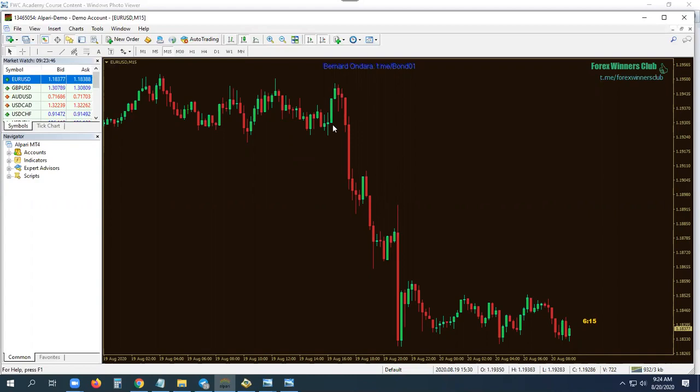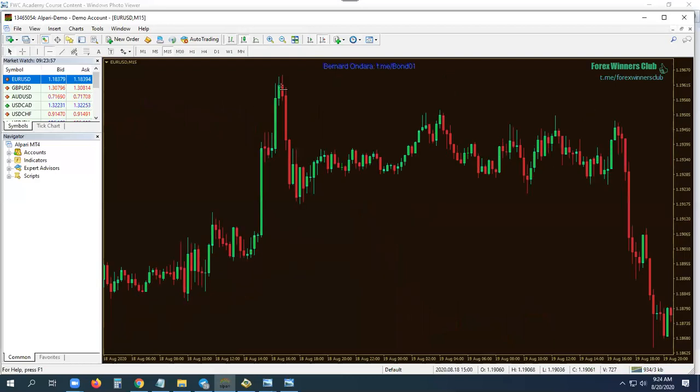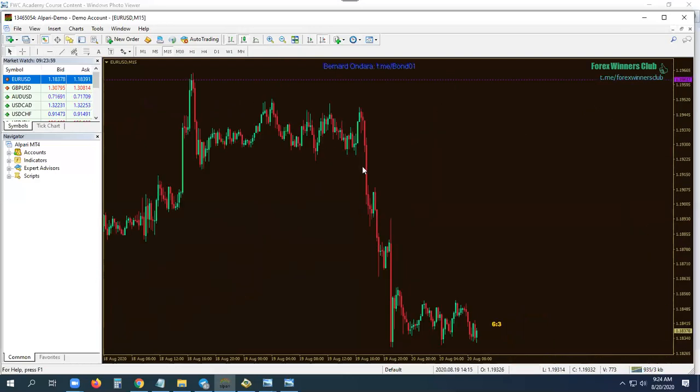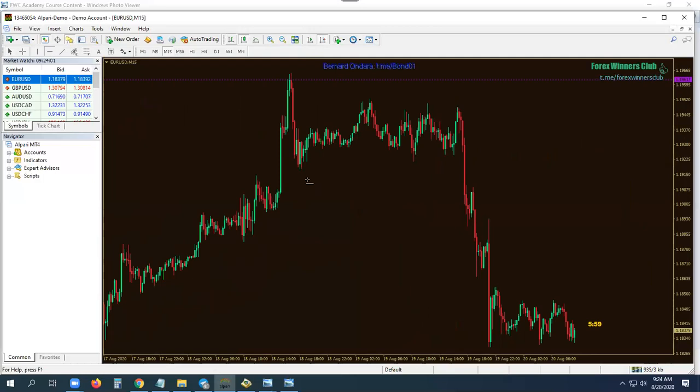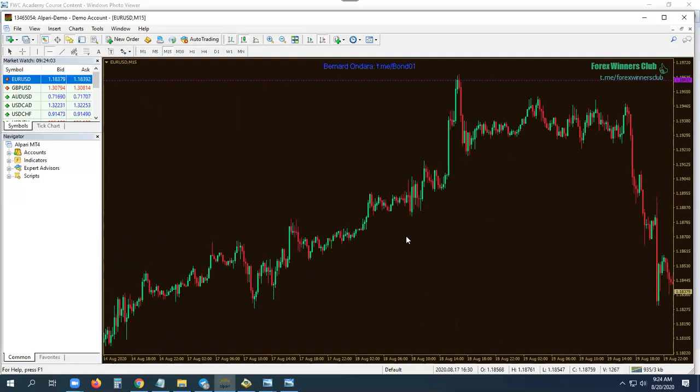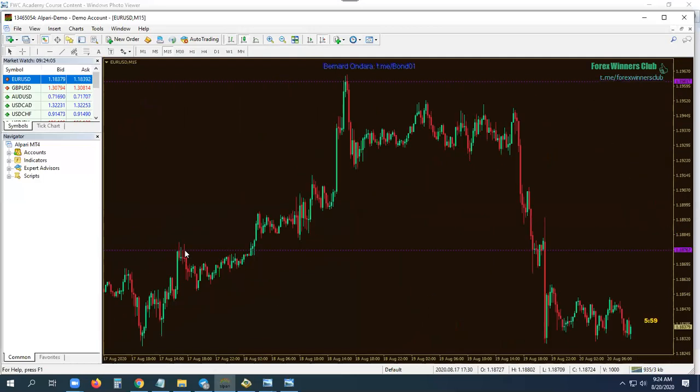You can take a screenshot, maybe surround this number and type a message here. Is this an evening star? Maybe you are drawing your levels, support and resistance, and you're not sure. You can draw a line like this. Maybe the chart looks like this. Maybe you've drawn a line like this, and you can now ask me, is this proper resistance? Is this a good level?